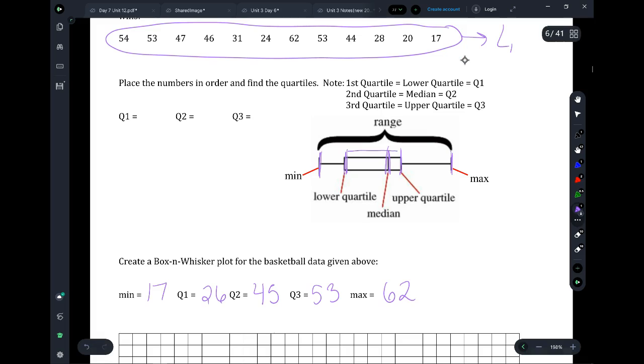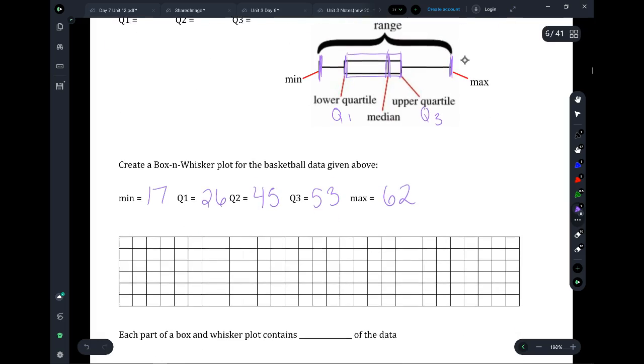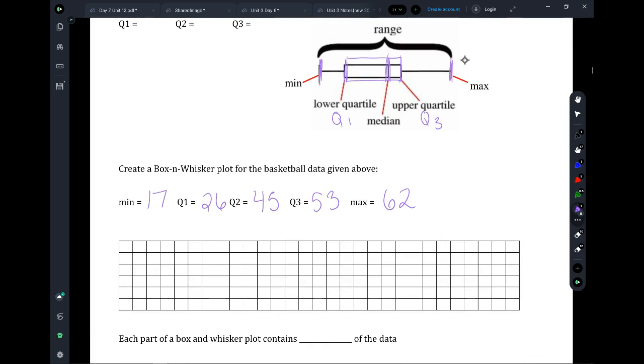The inner 3, so going from our lower quartile, which is Q1, to our upper quartile, which is Q3, that's going to be the box portion. And then the whiskers go out to the maximum and the minimum to show the full range of our data points. So when you're making a box and whisker, you need to have a scale that is evenly distributed, and then you're going to mark your 5 points.